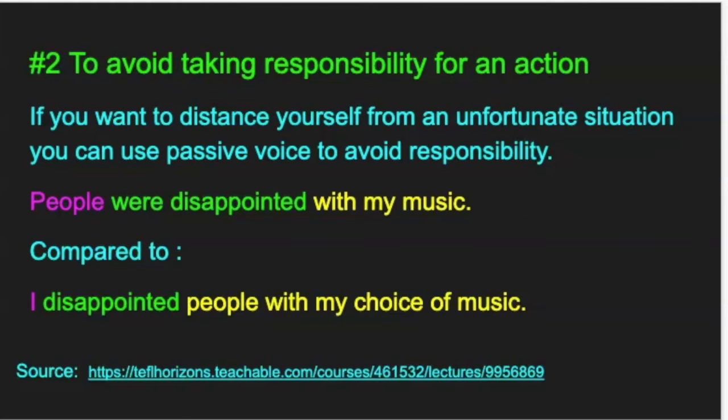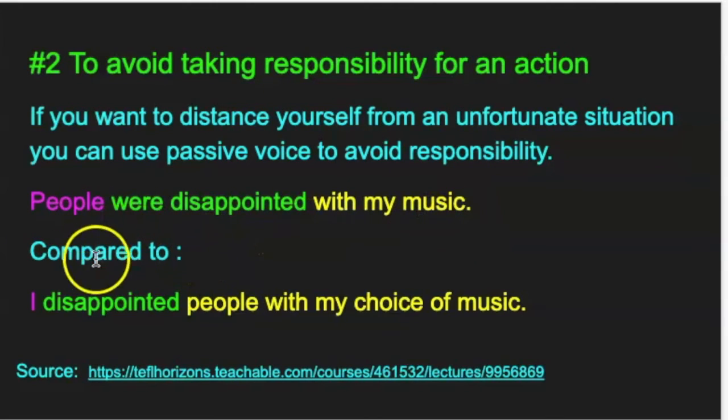Another way to use the passive voice is if you want to avoid taking responsibility for an action. If you want to distance yourself from an unfortunate situation, you can use the passive voice to avoid responsibility. So look at the sentence here: people were disappointed with my music.